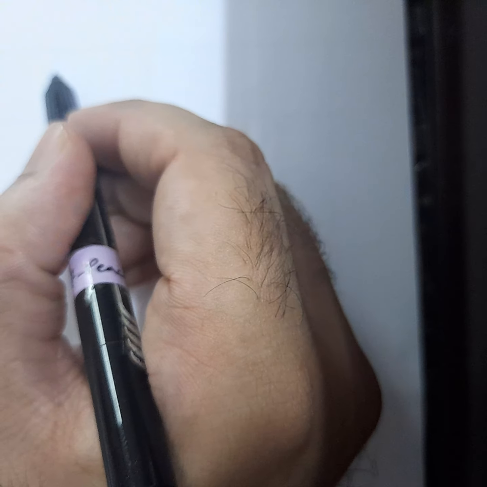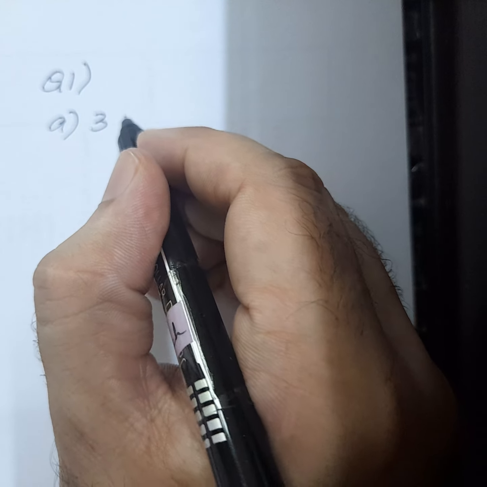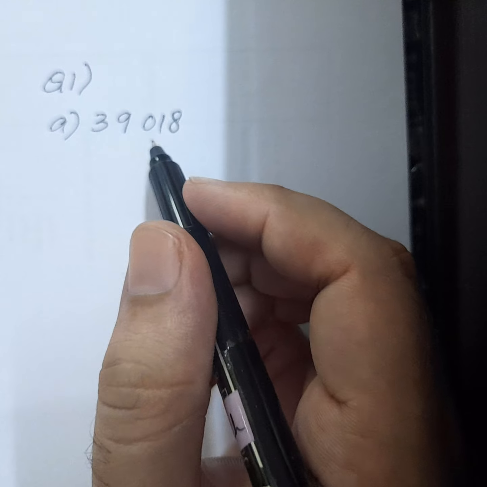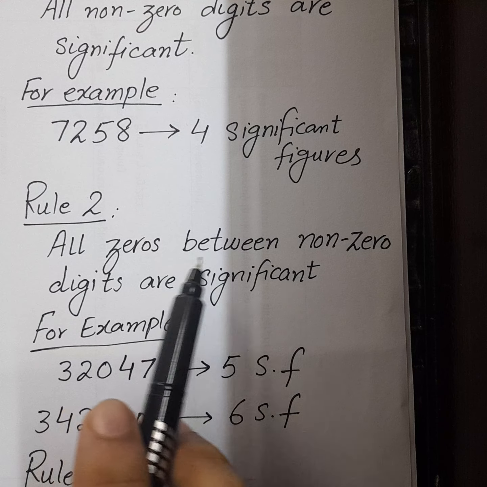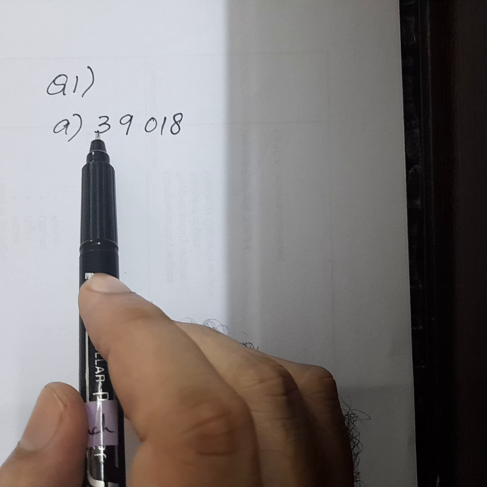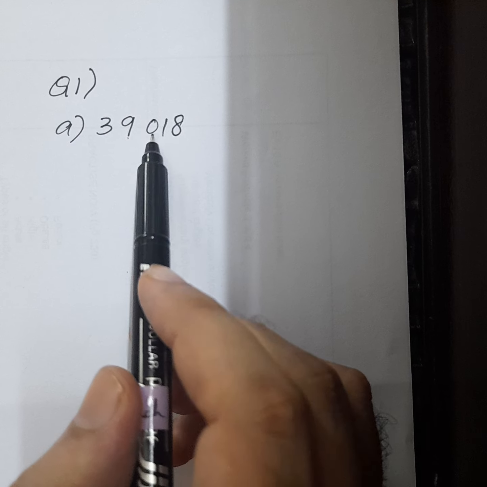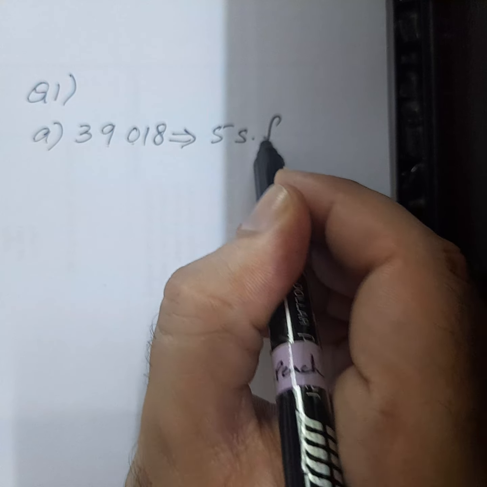Now let us do question number 1 of exercise number 3b. The question is, you have to find the number of significant figures in each of the following. There are a total of 3 parts. The first part is 39018. According to rule number 2, all zeros between non-zero digits are also significant. So we can find the number of significant figures in this part very easily. 1, 2, 3, 4 and 5. So there are 5 significant figures.